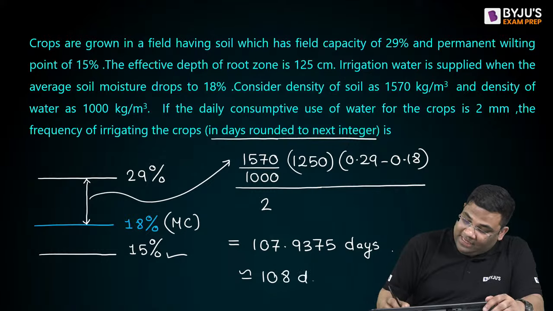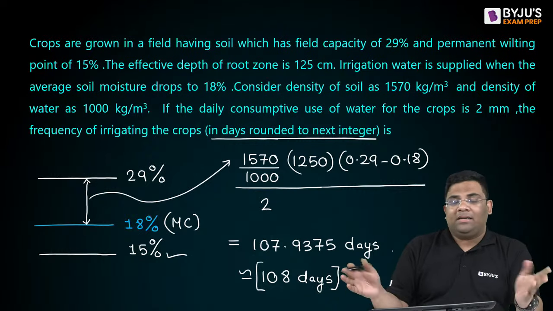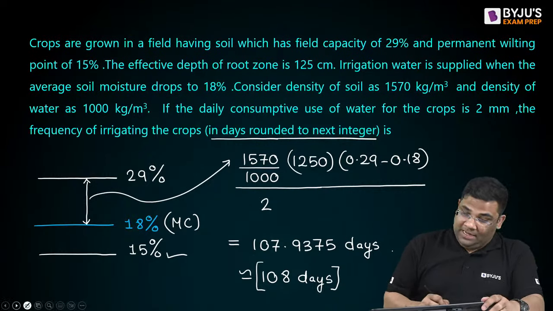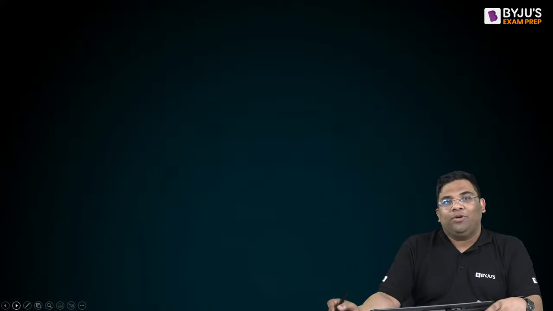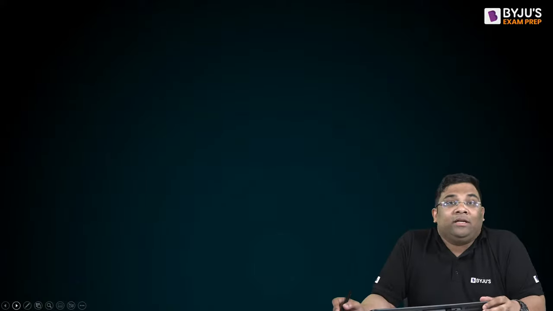So sometimes they might tell you certain things, and you have to follow the instructions written there. Otherwise the answer would have been 107. Okay. So these questions are, we can say, from your field capacity and other things. Let us go to the next thing. The next thing is about duty, delta and all. So in duty delta, I will give you certain equations.